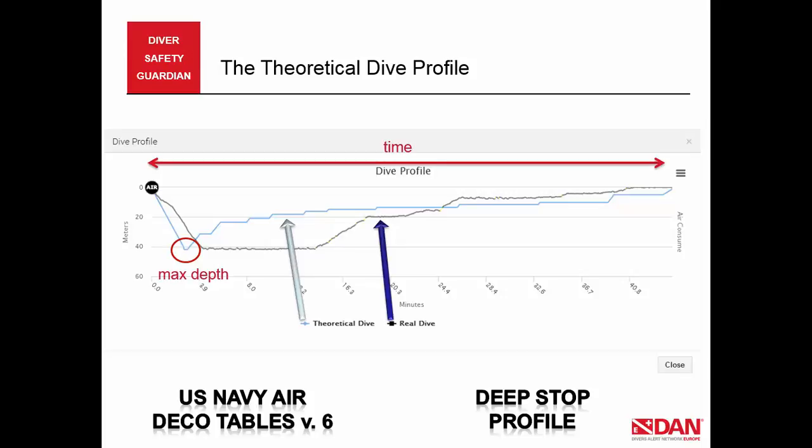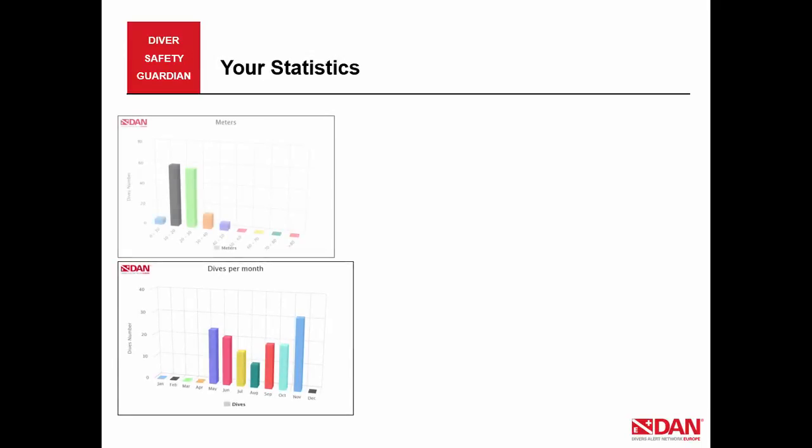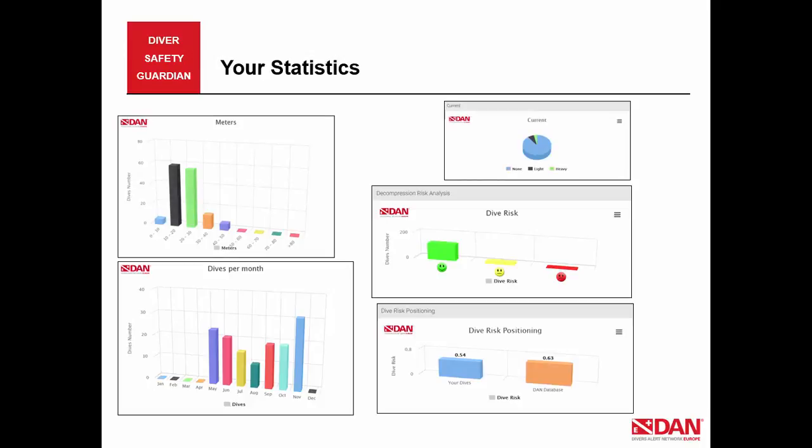It also affords dive leaders and instructors the opportunity to offer a thorough and objective debriefing to their clients or students. DSG is configured to provide several analyses that are available at the click of a button. These include the frequency of diving activities over a calendar year, by month, the range and frequency of particular diving depths, the number of dives performed, and currents, a breakdown of the various dives according to dive risk category, and the dive risk positioning according to the collective DAN dataset.